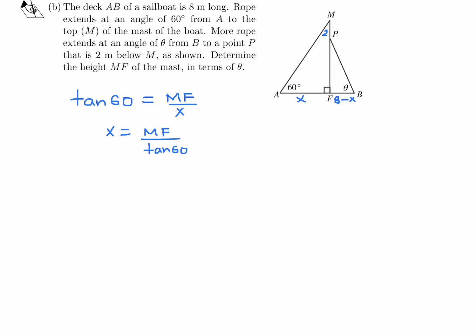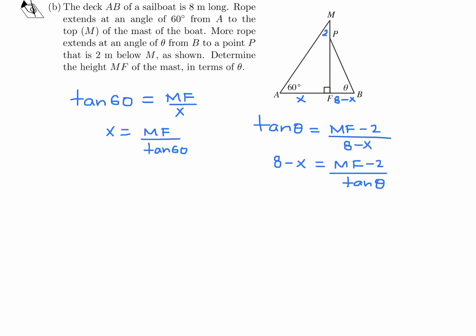We are also going to use tan on this triangle over here. And there, that angle is theta. So we have tan of theta is equal to PF. But PF is really MF minus 2 over 8 minus X. So 8 minus X is equal to MF minus 2 over tan of theta.